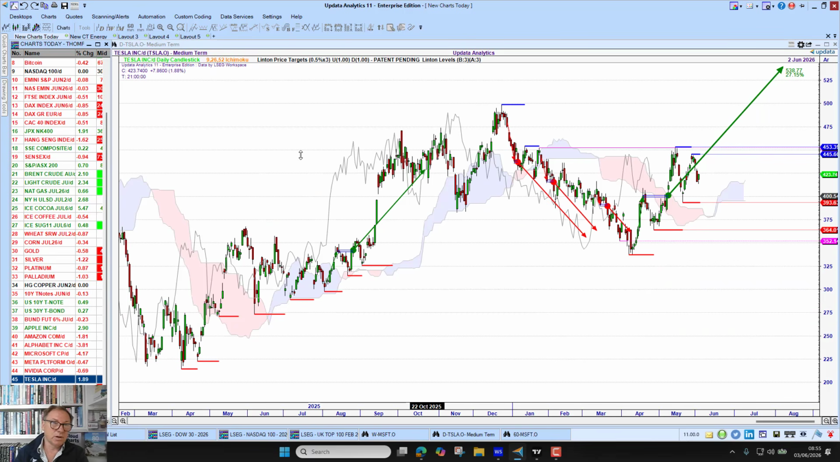All eyes, of course, on the SpaceX IPO that's coming, and Anthropic, the AI one, and ChatGPT. Trillions of dollars going to be sucked into the market. It'll be very interesting to see how we cope with that.